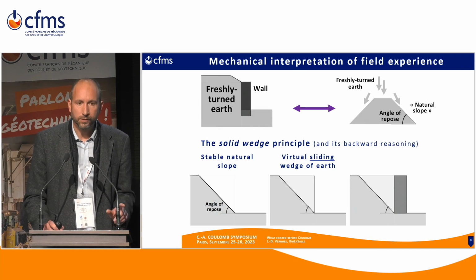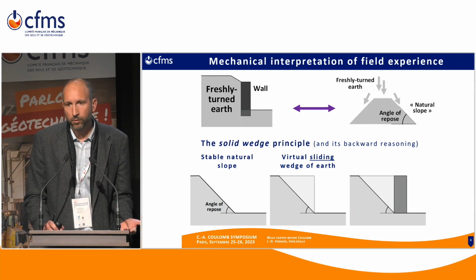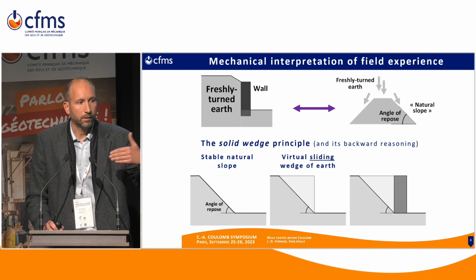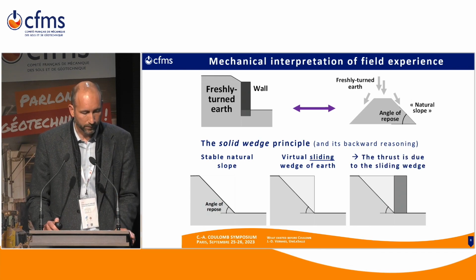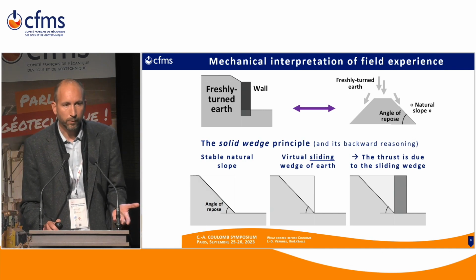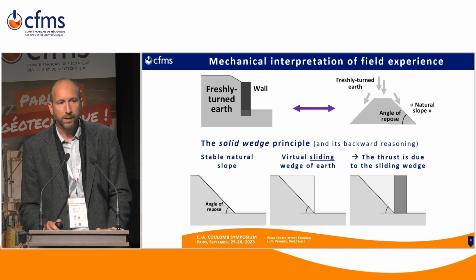And as long as you consider, and this is a very important hypothesis, this wedge of earth as solid, then this wedge, if it's unstable, has to slide on the slope, so it will slide downwards and forward too at the same time. So there is this idea of movement, and this is why the thrust on the wall is due to the sliding wedge. This is what we have found just before with the two models Bullé has used. The solid wedge principle is a very long-lasting one, because even Coulomb used it 100 years later, roughly.